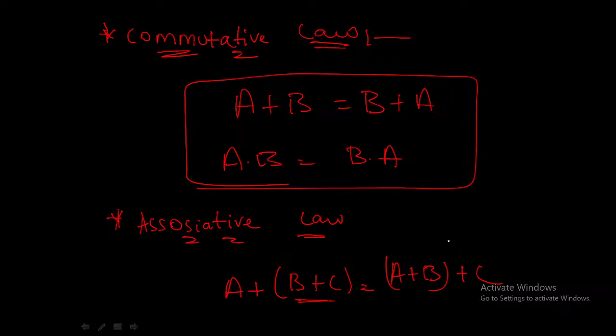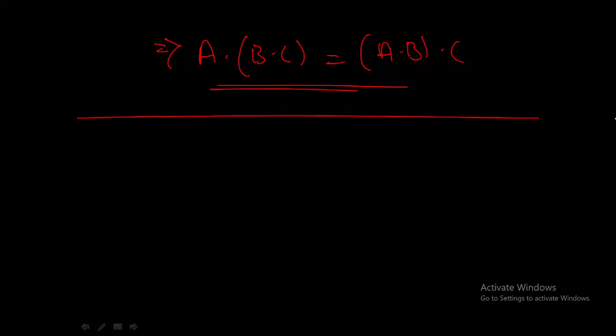So the associative law states that the order of grouping is not affected. You can group anywhere. A + (B + C) is equal to (A + B) + C. Or you can also do A dot (B dot C), which is equal to (A dot B) dot C. This is also possible. This is what associative law states.